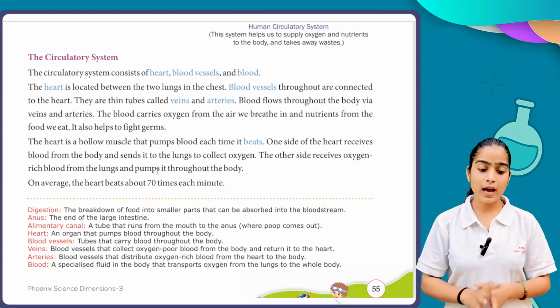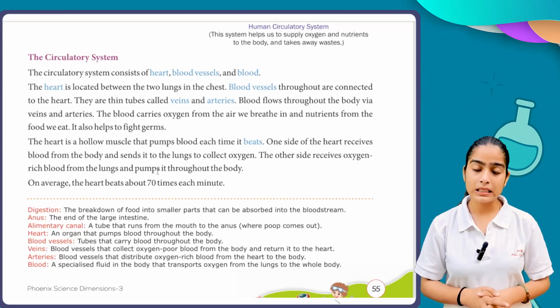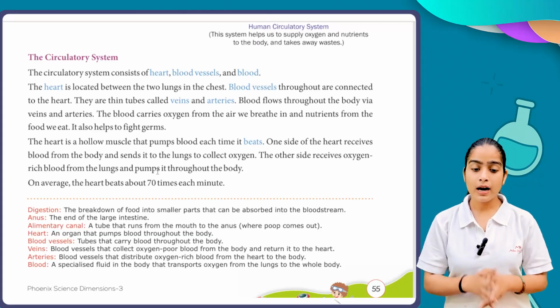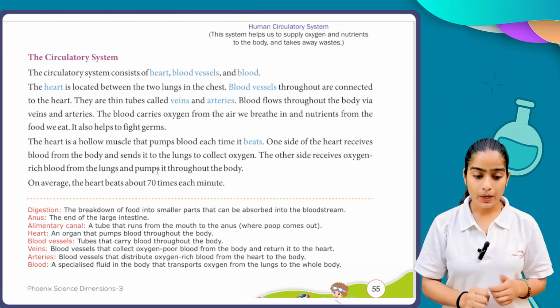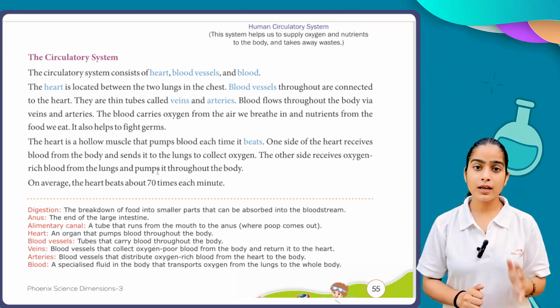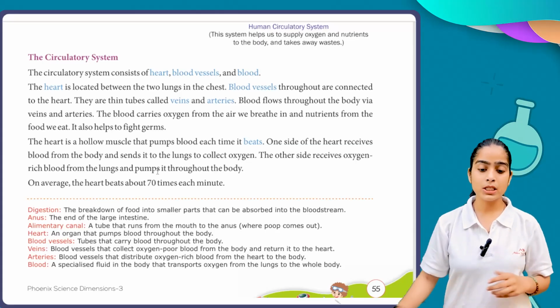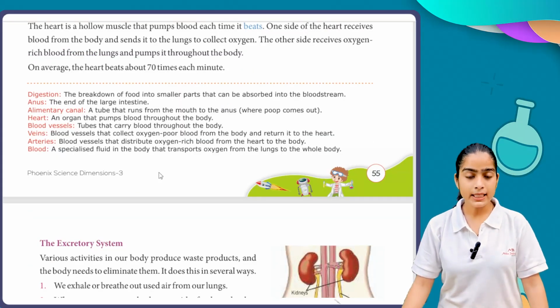Okay, so on average the heart beats about 70 times each minute. While our heart is pumping, it is collecting and moving the blood, and on average our heart beats about 70 times each minute.